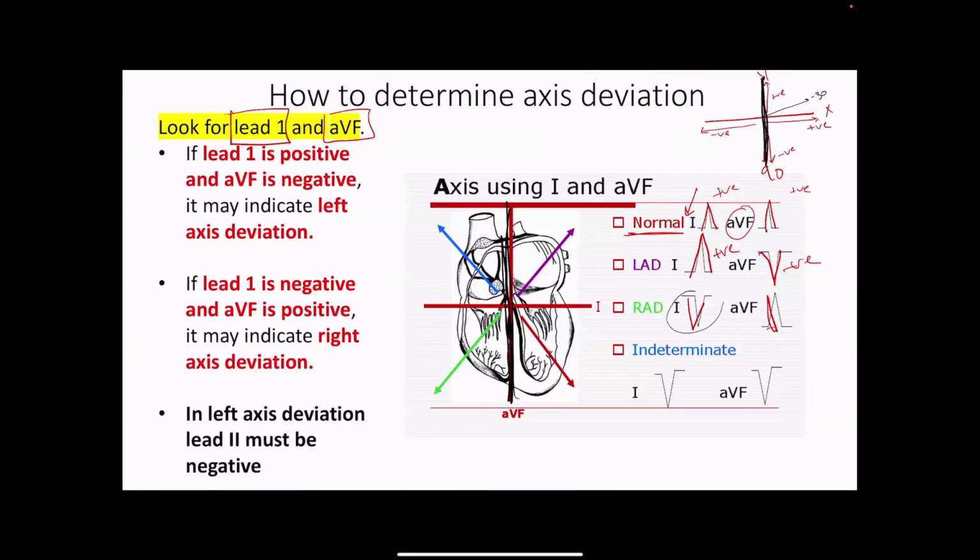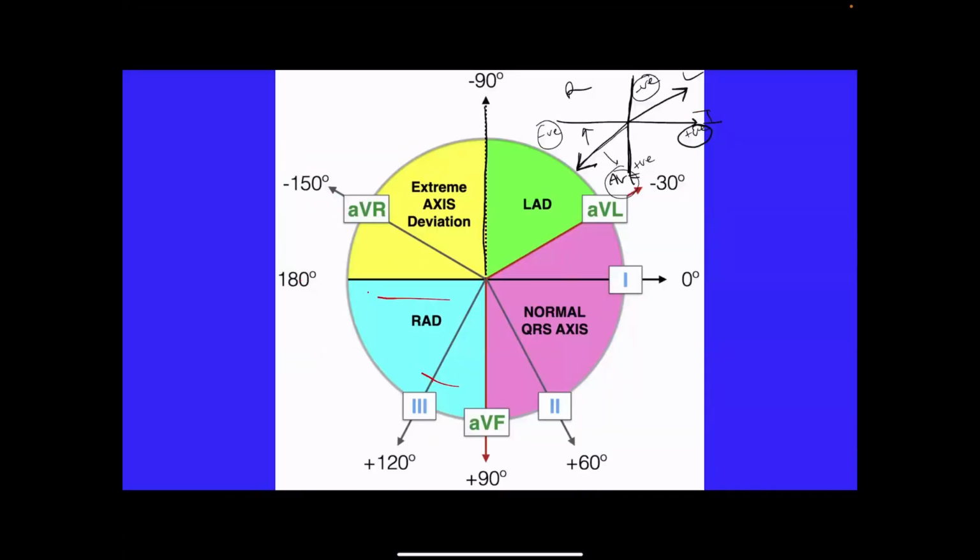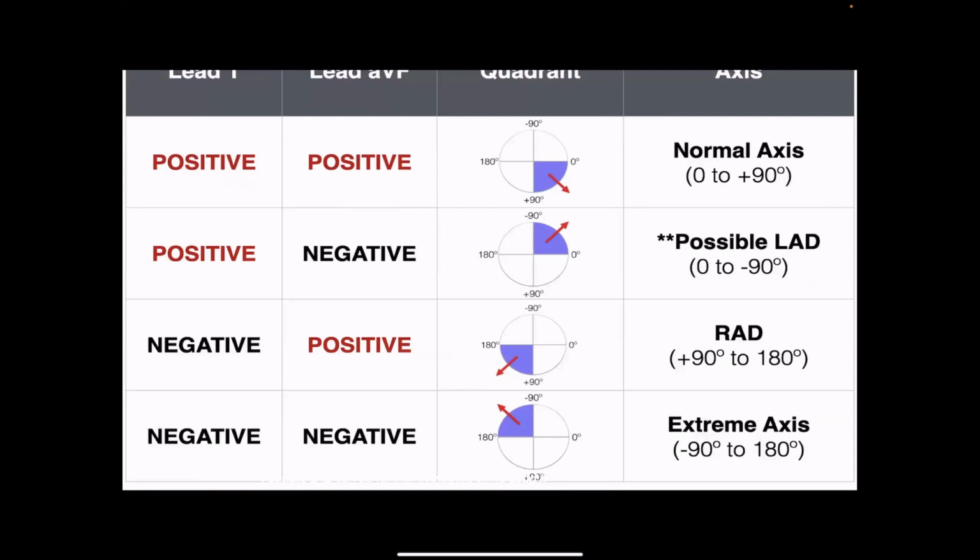This, inshallah, is clear. You have to remember this. I don't like memorizing, so that's why I keep drawing this every time I need to remember it. Oh, it's drawn for us here. I forgot I put this table. So this is a normal axis. If it is a left axis deviation, which is here, it means that lead 1 is positive and AVF is negative, because this is positive, this is negative. And if it's a right axis deviation, that means lead 1 is negative because it's on this side, and AVF is positive because it's on this side. I'm repeating this so many times because it's really important.